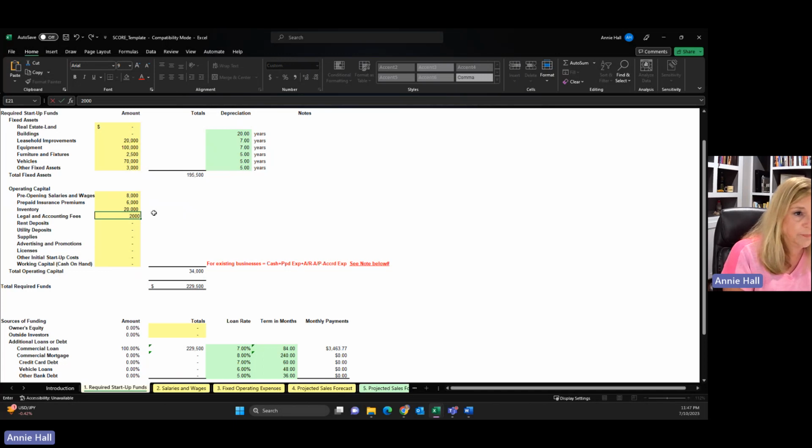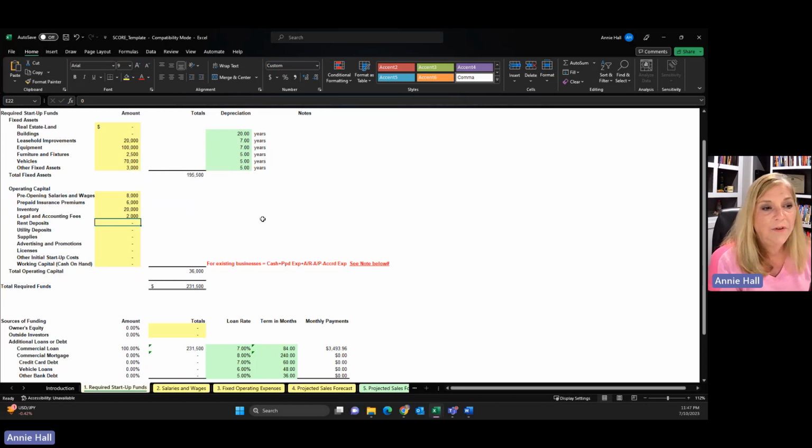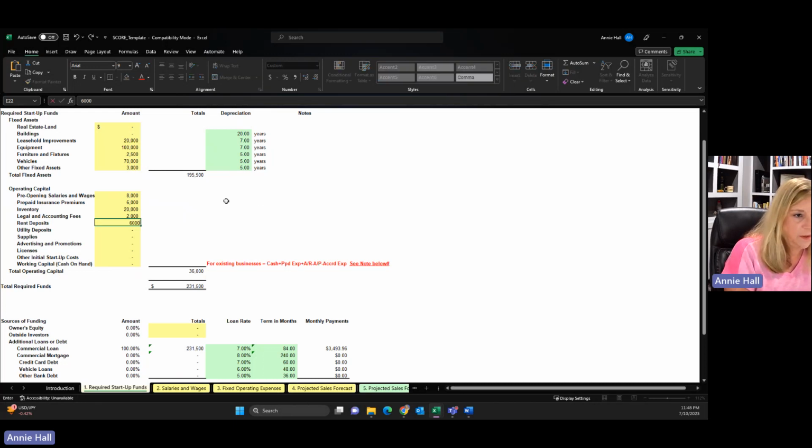We won't need much. Then since we're leasing a space, if any of you guys have ever leased anything, you know that you typically have to pay first and last month's rent up front, right? And a security deposit. So let's assume that our rent is $2,000 a month, and that they're going to charge us first and last month's rent. So that's $4,000. And then an additional month's rent for a security deposit. So we'll put $6,000 here.